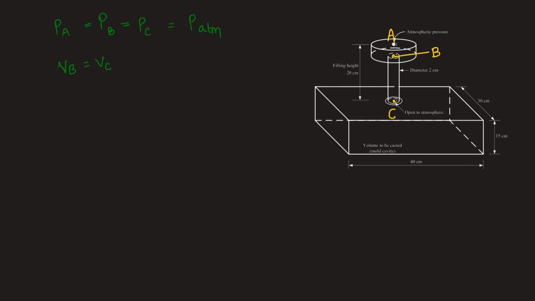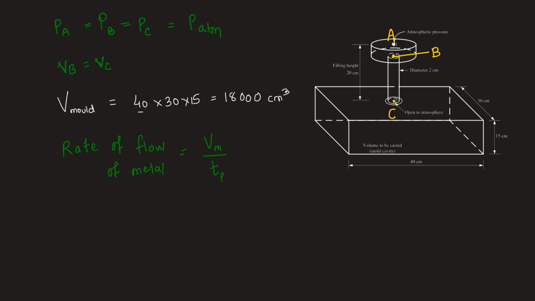We are using small v to denote velocity, and capital V to denote the volume of this whole mold. So volume of mold is equal to 40 by 30 by 15, which is 18,000 centimeter cube, because these values are given in centimeters. Now we are to find out the time taken for the metal to flow. For that we use the definition of rate of flow of metal, which is volume of metal flowing divided by the time taken. Rearranging, TF will be equal to Vm, the volume of the mold, upon rate of flow of metal.